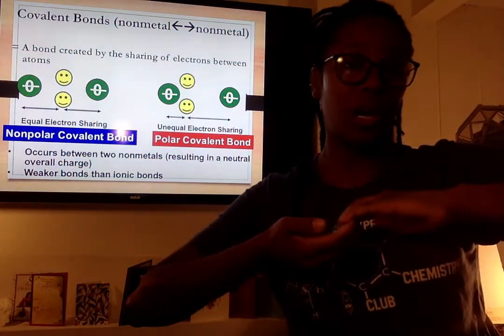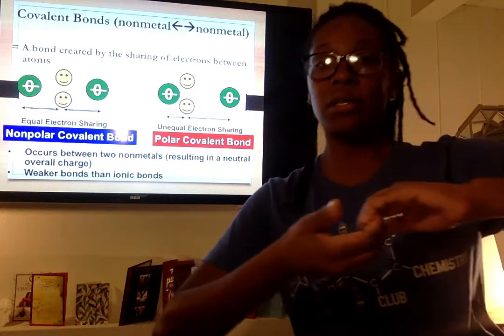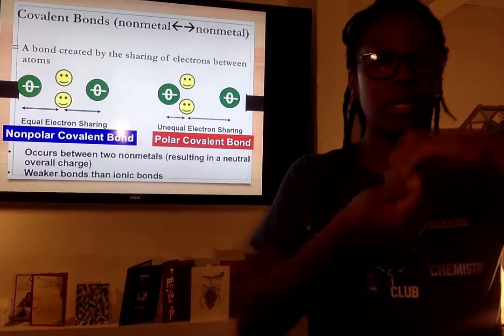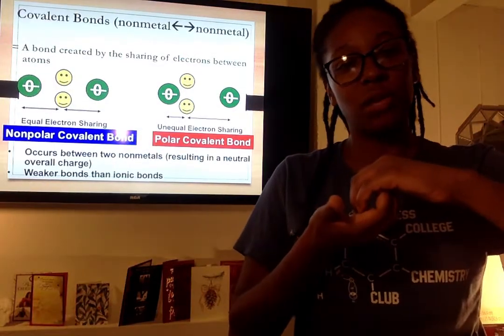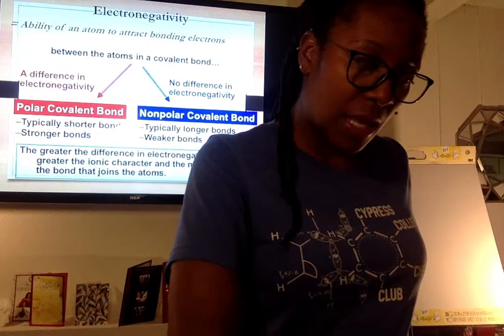And the unequal sharing is polar because there's a pull. So there's pulling, so there's polar. And then there's no pulling, so it's equal. So that's an equal sharing. There's no pulling. Okay. Let's keep going.